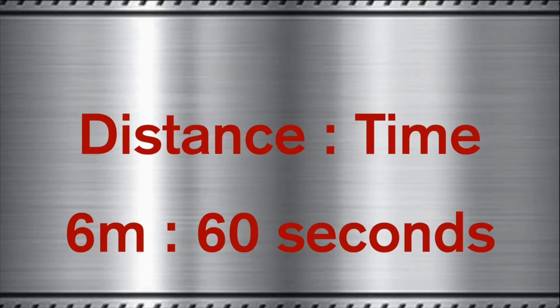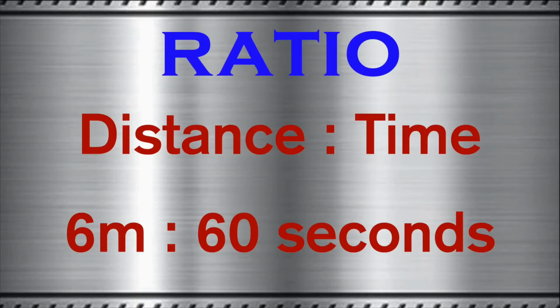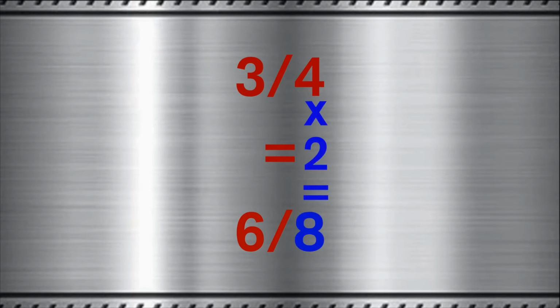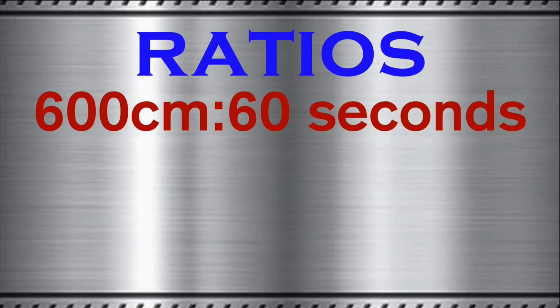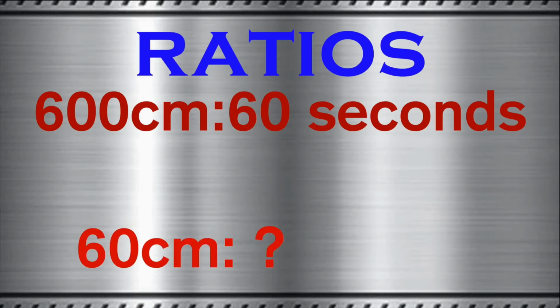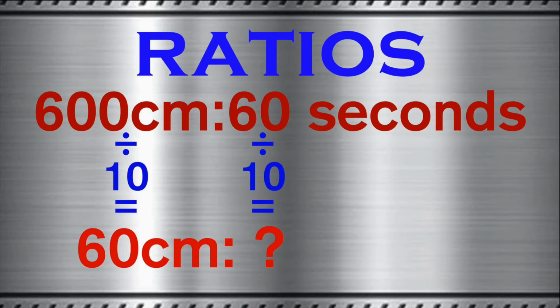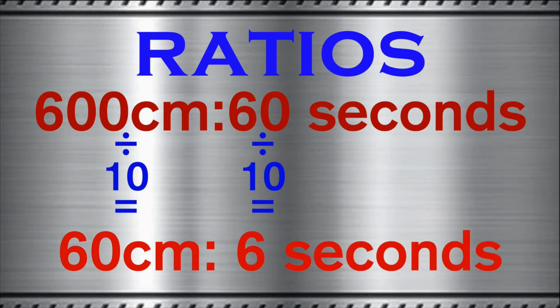The distance to time measurement is what is known as a ratio. In mathematics, this is kind of like a fraction. When you alter one part of a fraction, you must change the other in the same way. The same goes for ratios. If I have a distance of 60 centimeters, I have to divide one half of my fraction by 10, and I have to do the same with the second half of the fraction, giving me 6 seconds.